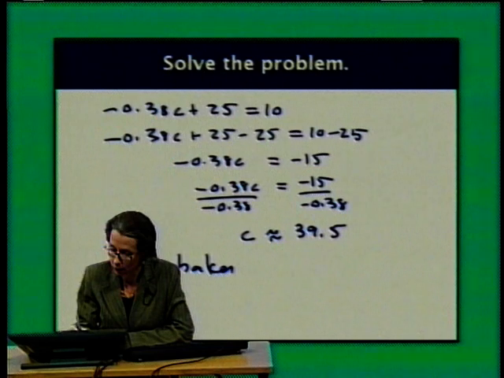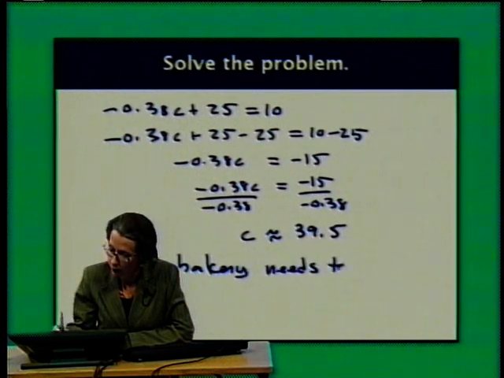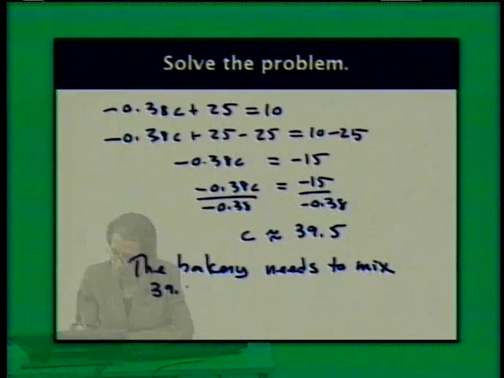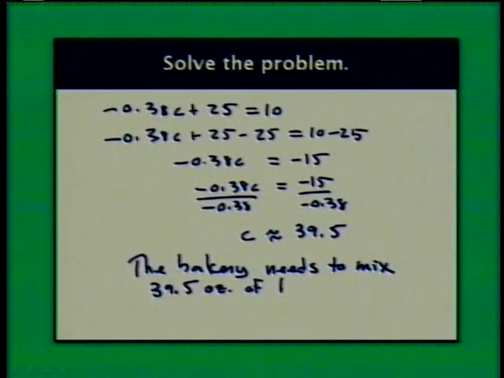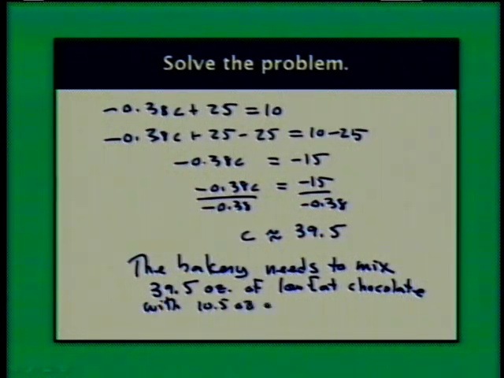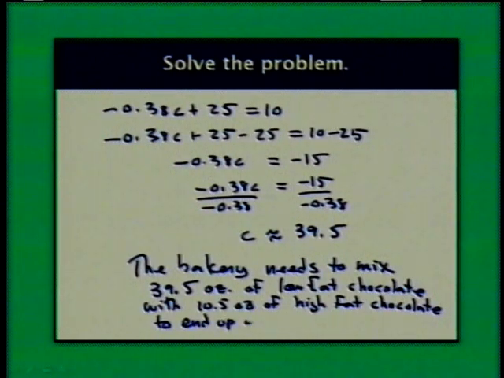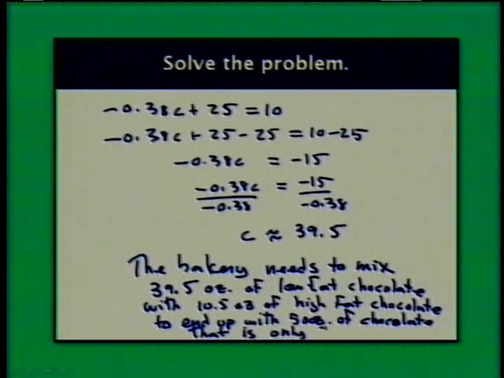So now I can state a conclusion. The bakery needs to mix 39.5 ounces of low-fat chocolate with 10.5 ounces of high-fat chocolate to end up with 50 ounces of chocolate that is only 20% fat. So there we go.